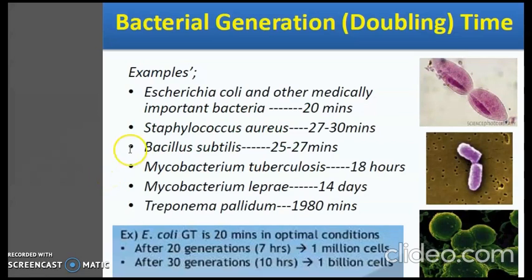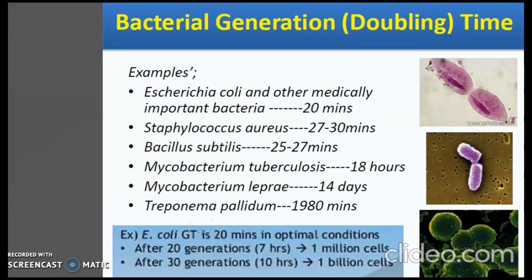In coliform bacilli, that is E. coli and other medically important bacteria, the generation time is about 20 minutes. In Staphylococcus aureus, it's around 27 to 30 minutes. In Bacillus subtilis, it's between 25 to 27 minutes. Some bacteria are slow growing. The generation time of Mycobacterium tuberculosis is 18 hours, in Mycobacterium leprae it's 14 days, and in Treponema pallidum it's 1980 minutes.